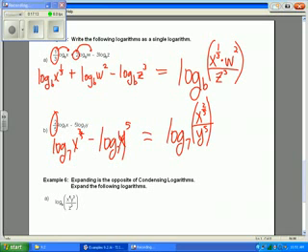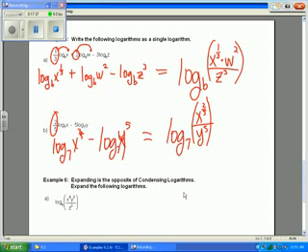Okay? Questions there? Okay. The question is, are we going to graph any of these? We are not going to graph anything like that. This is precursor skills to solving logs algebraically, not by graphing.